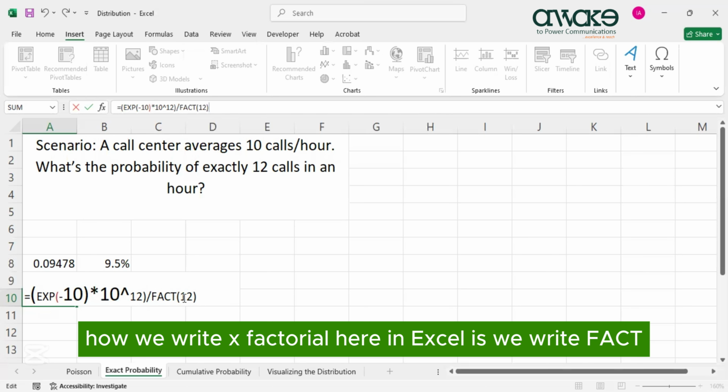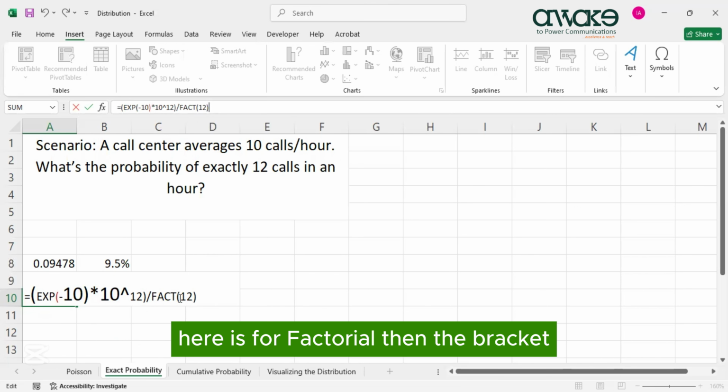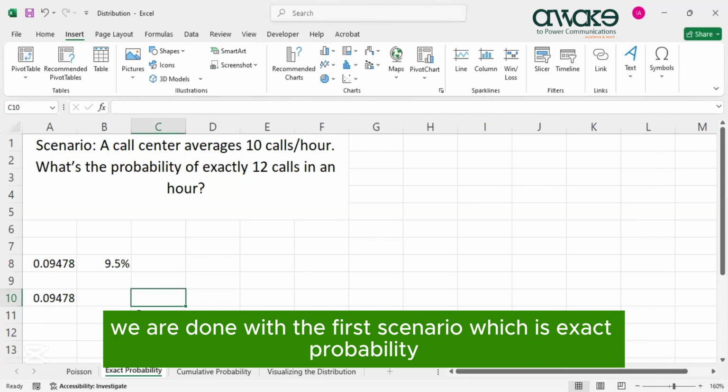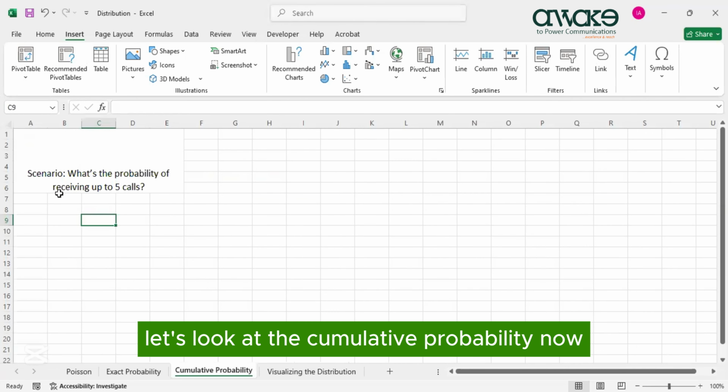How we write x factorial here in Excel is we write FACT, which is factorial, then the bracket. Okay, so we are done with the first scenario, which is exact probability. Let's look at a cumulative probability now.